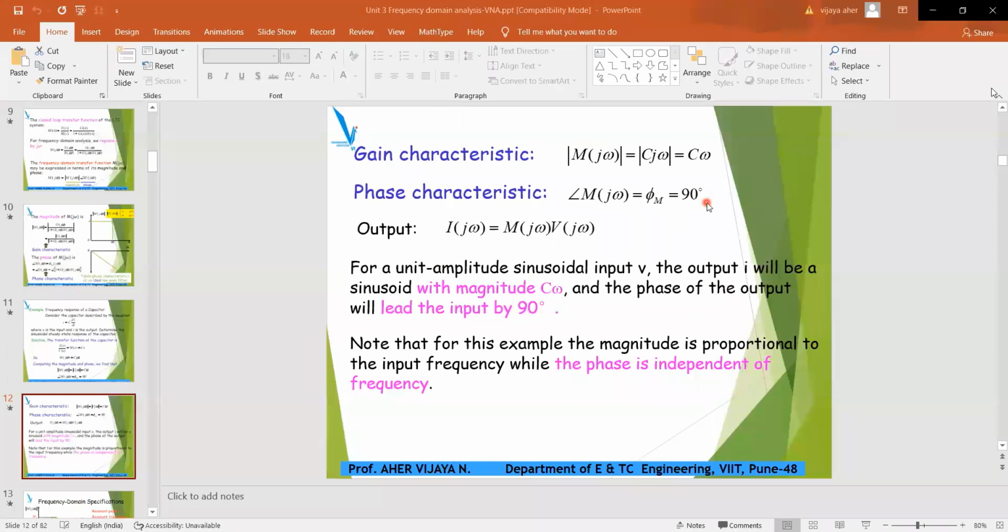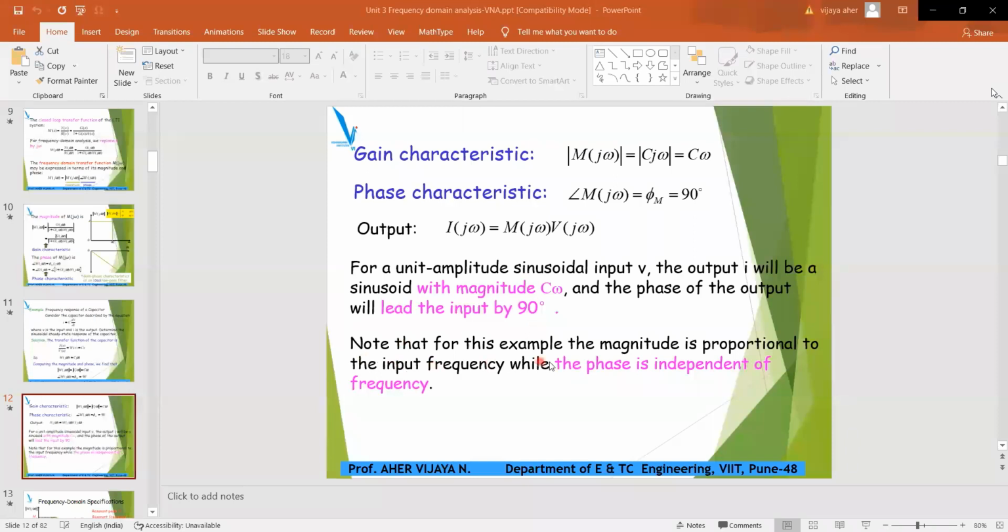This is the phase. Meaning is that for a unit amplitude sinusoidal input signal voltage, the output current will be sinusoidal with magnitude C omega, and phase is nothing but 90 degree, but the phase of output will lead that of input by 90 degree, right? Because the equation is I is equal to C into dV by dt, right? So output is leading that of input by 90 degree. Okay.